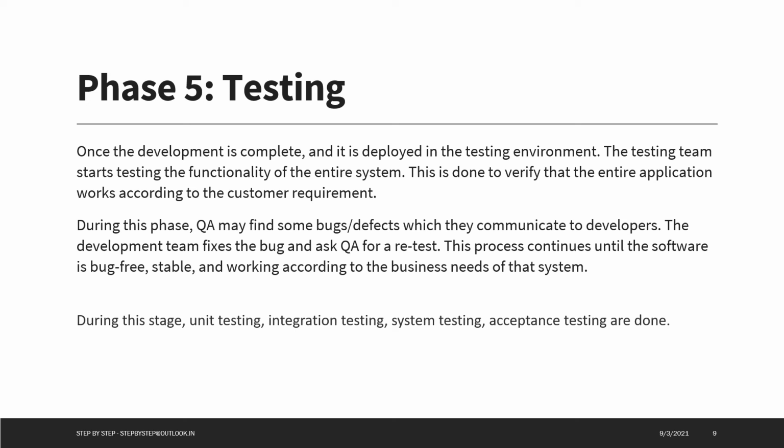Okay, during this phase QA may find some bugs, defects which they communicate to developers. Then the development team fixes the bug and asks QA for a retest. This process continues until the software is bug free, stable and working according to the business needs of that system. During this phase, unit testing, integration testing, system testing, acceptance testing are done. So there will be various kinds of testing done during the testing phase.